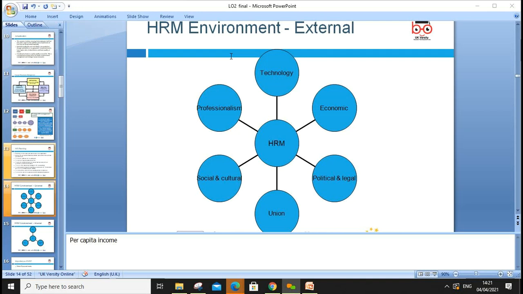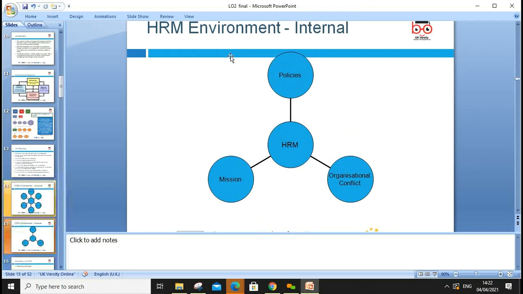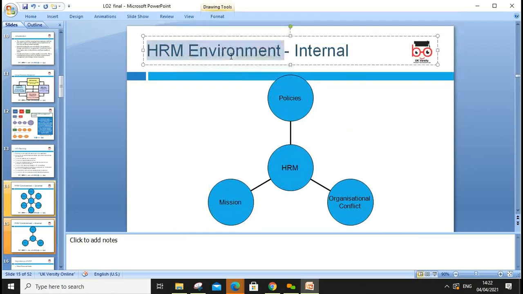So when you want to recruit, that gives you an idea as well. It helps you look at the demand for your product as well. If the per capita income is increasing, that is a sign of good economic growth. Political and legal system: if there is no transparency, no strong, transparent court system, that creates a problem. So we need to look at different legislation, unions, social cultural factors, professionalism, and all professional bodies as well, their development. So for HRM, human resource, the environment, internal, we need to look at as well.